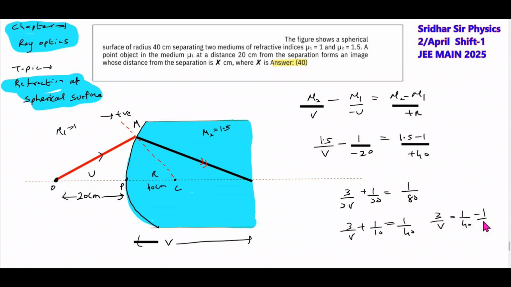Three by V is equal to minus 30 by 400. V equal to minus 40 centimeter. Where the image will be formed here. Okay, fine. They just need not to draw the ray diagram, just have an idea. I will take the next question.